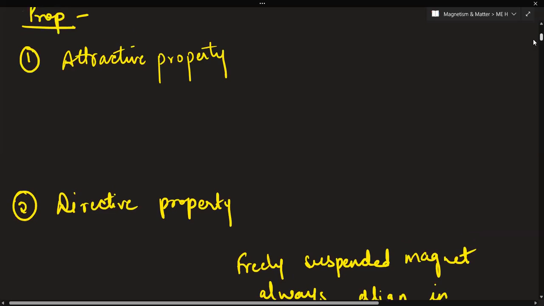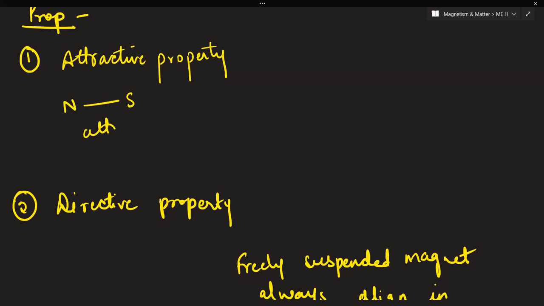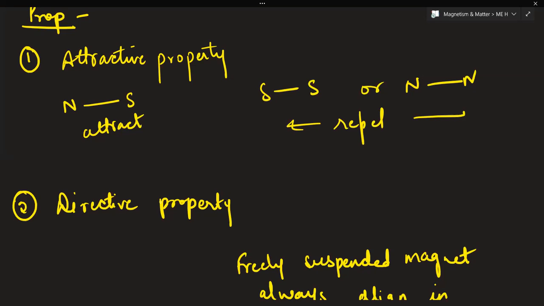The first property is the attractive property. Attractive property means North Pole will attract South Pole, while two North Poles or two South Poles will repel each other, because these are like poles, and unlike poles will attract each other. So this is the attractive property exhibited by bar magnets.